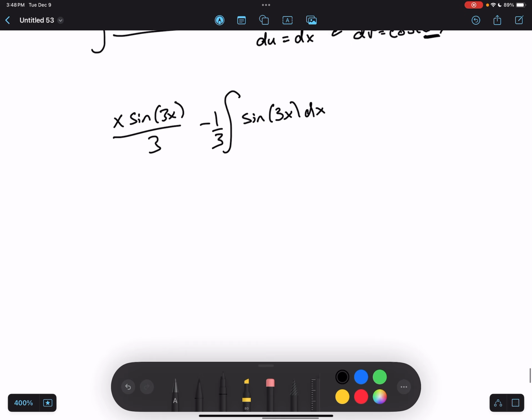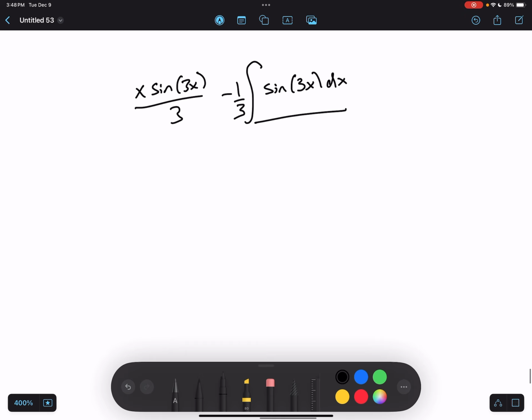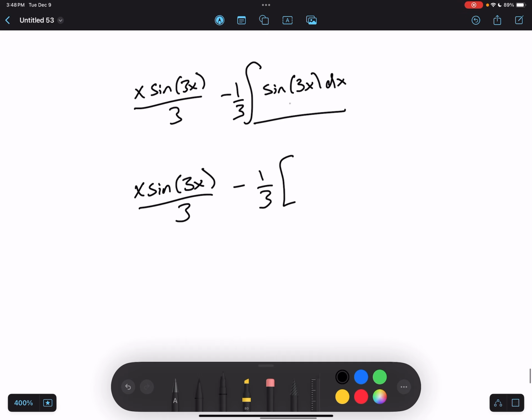And so now we just need to solve this integral and we'll have the finished solution. So what we've got is x sine 3x over 3 minus 1/3 times the integral of sine 3x, which is negative cosine 3x over 3. And because this is an indefinite integral, we don't have any limits here. We have to add a constant at the end.